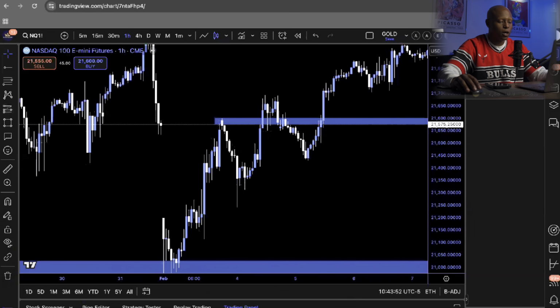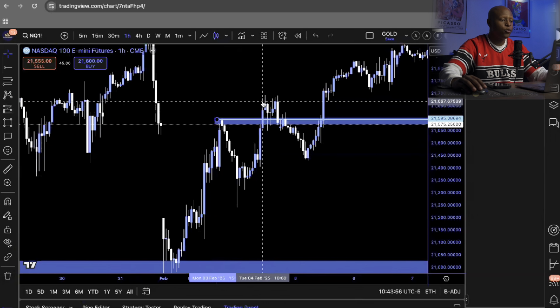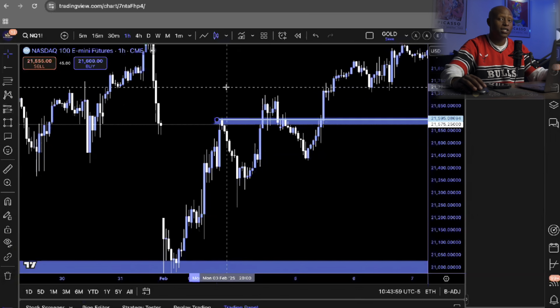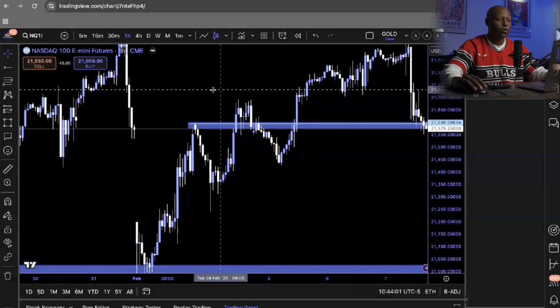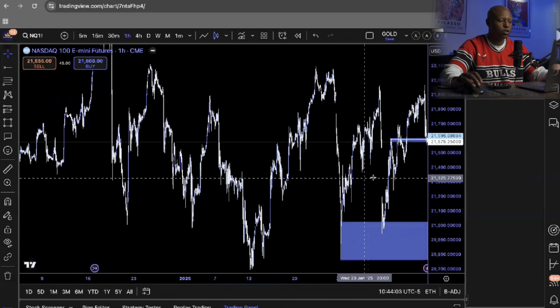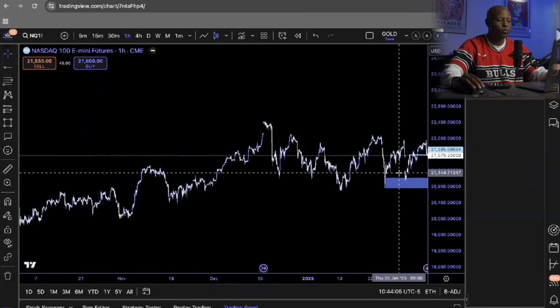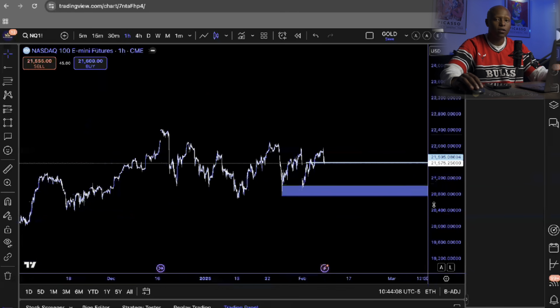So this becomes our target in the markets, right? We're expecting price to push through this level. Why? Because we're in a continuation based market, right? And what is the overall market structure? The overall market structure is in fact bullish. So price is creating higher highs and higher lows.